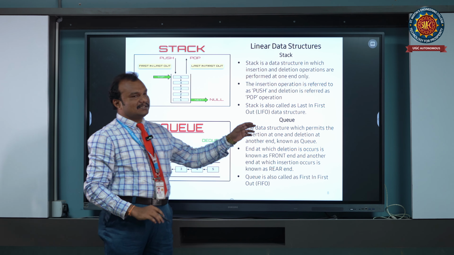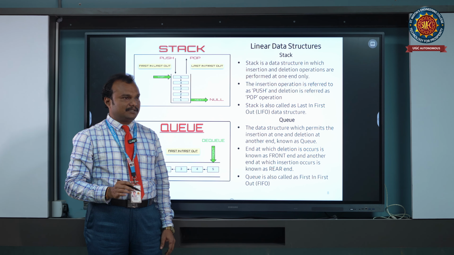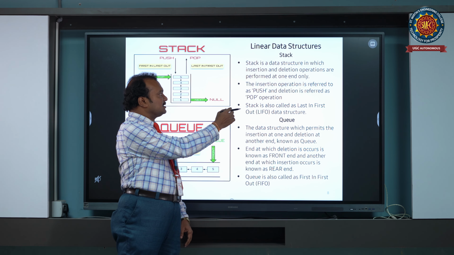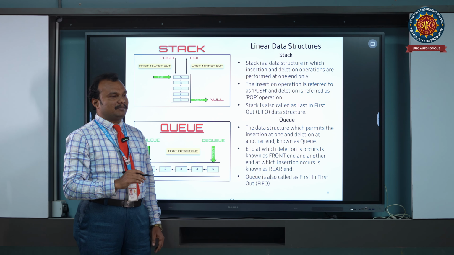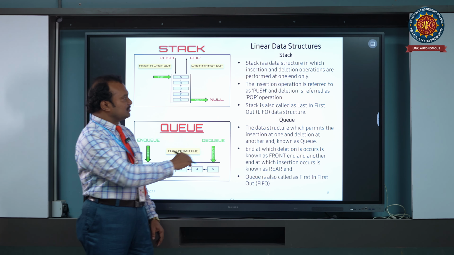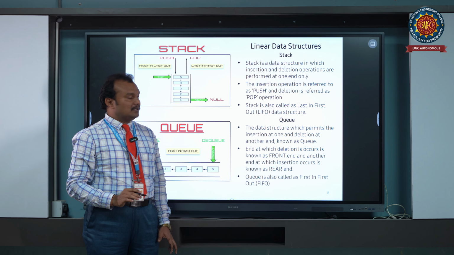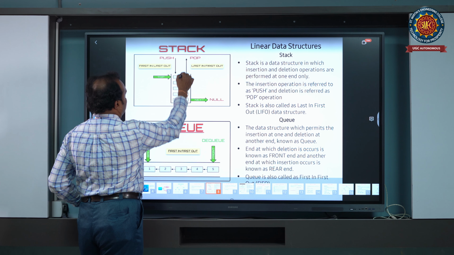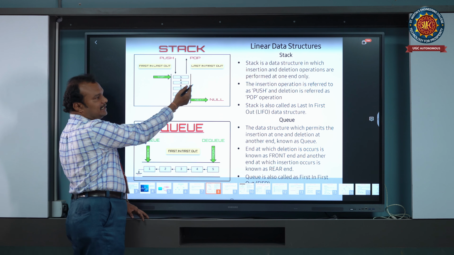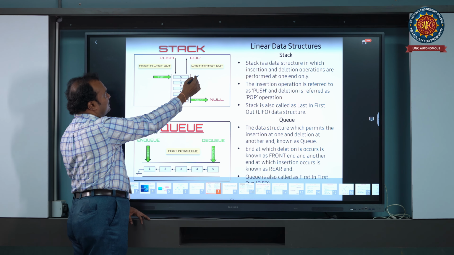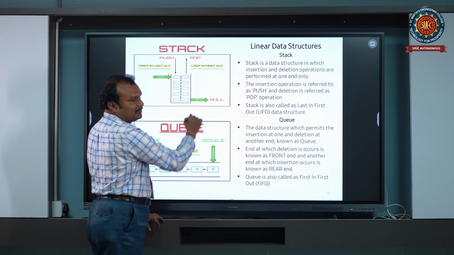A stack is a data structure in which operations are performed at only one end, called the top of the stack. The insertion operation is referred to as push operation and the deletion operation is called pop operation in a stack. So stack is also called last in first out or first in last out data structure. Because if we consider the stack with 5 elements 1, 2, 3, 4, 5, if I want to insert or delete any element, we will perform it only at one end called the top of the stack. Initially the stack will be null.